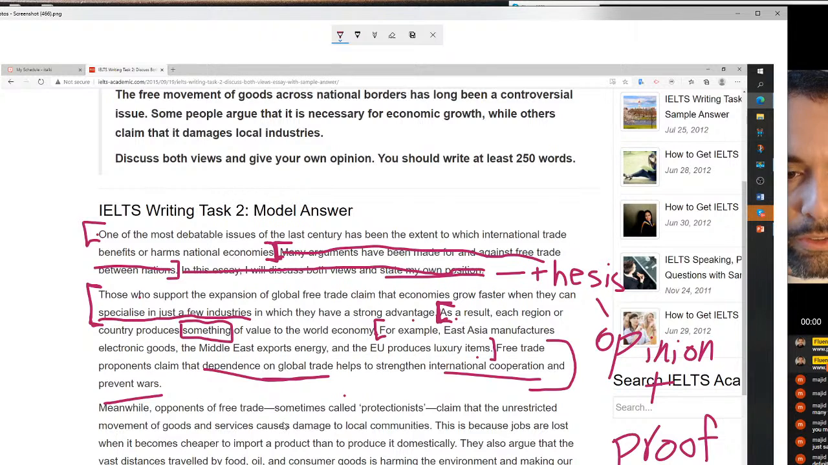Next, meanwhile, opponents of free trade, sometimes called protectionists, good, I like your vocabulary, claim that unrestricted movement of goods causes damage to local communities. Okay, I'm okay with this as a topic sentence. I don't have any issue with this. If I want to be nitpicky, I could say this is really general. When you say damage to local communities, what does that mean? What is damage? What kind of damage? How are the local communities hurt?